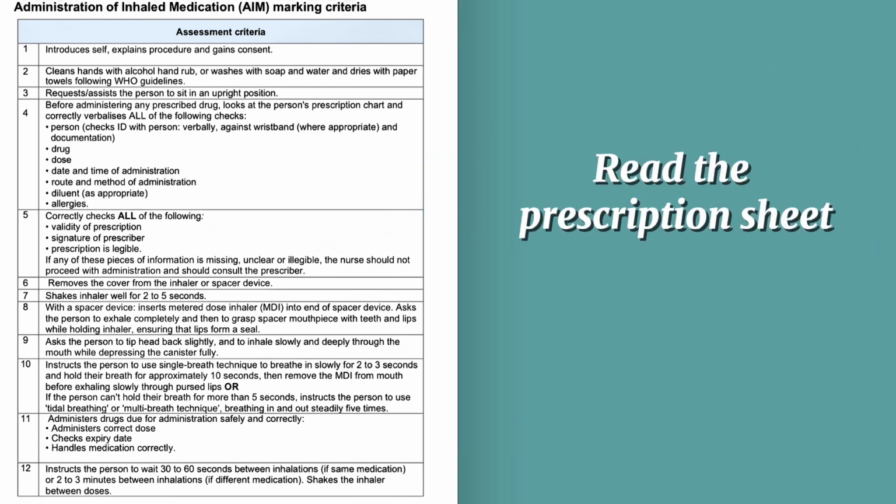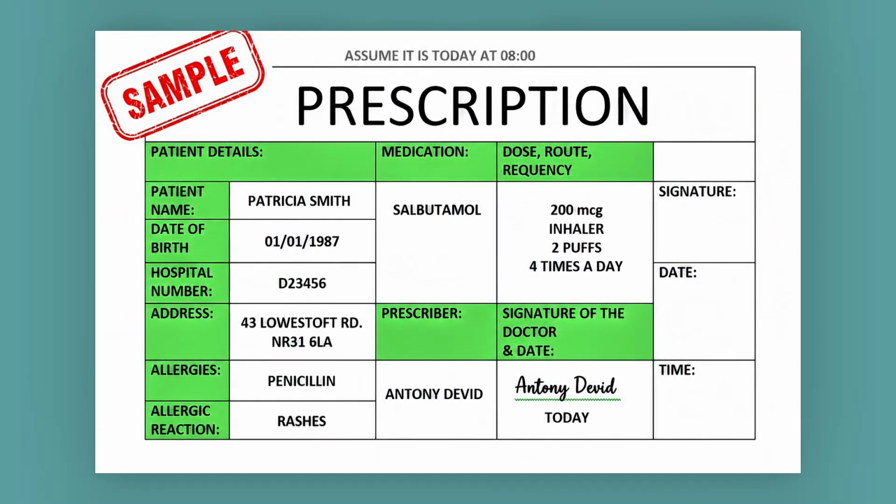Now, time to read the prescription. Patient name is Patricia Smith. Date of birth 1 January 1987. Hospital number is D23456. Address is 43 Lowersford Road, NR31 RLA. Patient allergic to penicillin. Allergic reaction is rashes.